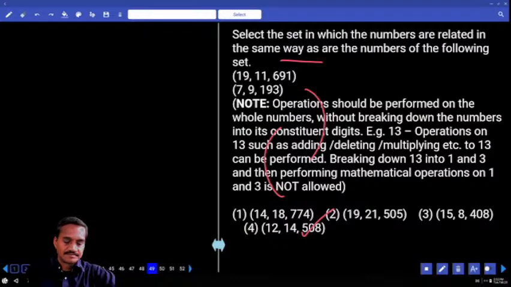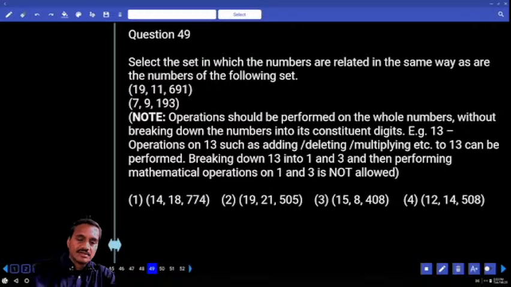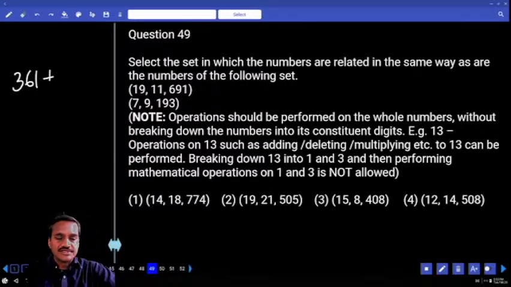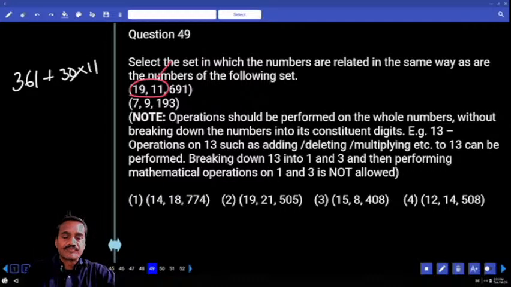And the next one. 19 square is how much? 361. Plus, how much is added to this one? 330. Now, how will you add 330? 19 plus 11 is 30. 30 into 11 is 330. So it is 19 square plus 19 plus 11, where 30 is multiplied with this number 11.